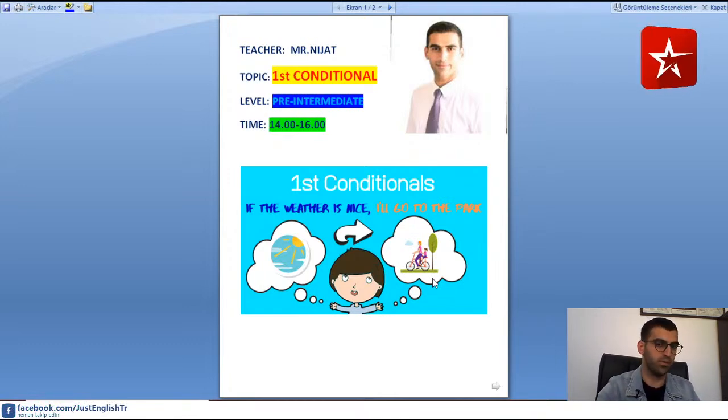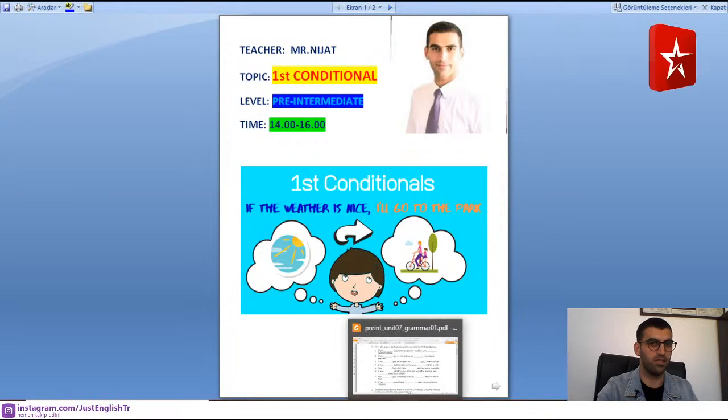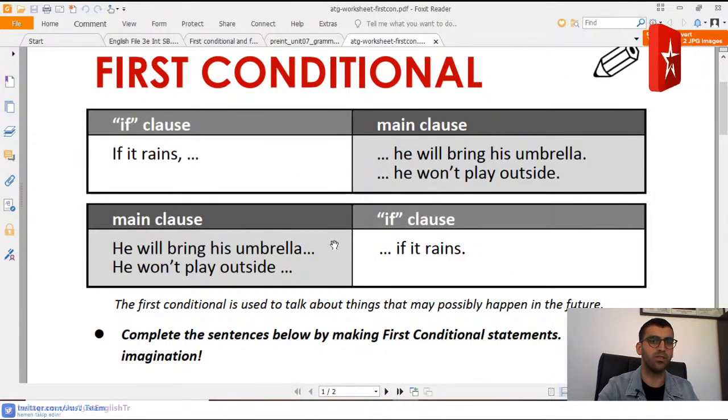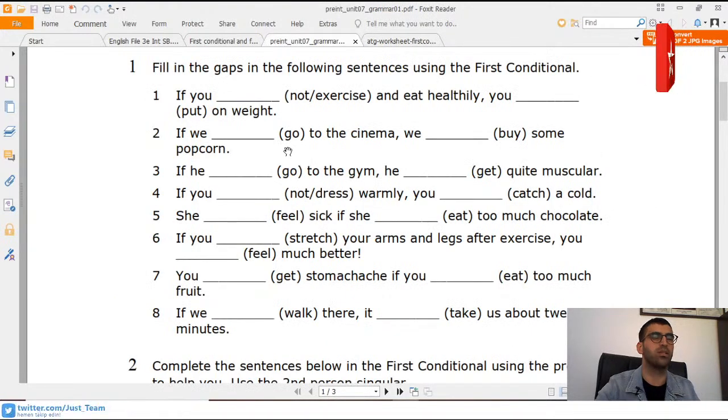For example, as you see from the picture, if the weather is nice, I'll go to the park. Yes, she says, if the weather is nice, I will go to the park. Why do we use first conditional sentences? We use first conditional sentences to talk about something that will happen in the future, like the actions we do right now, and we talk about their consequences in the future.